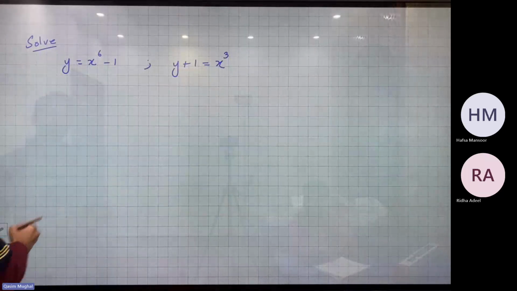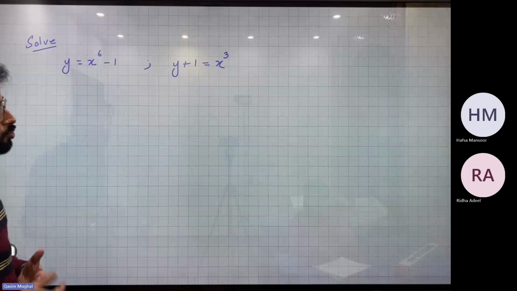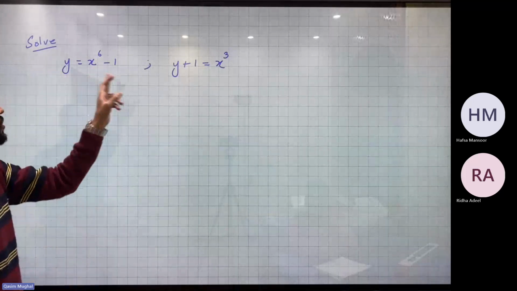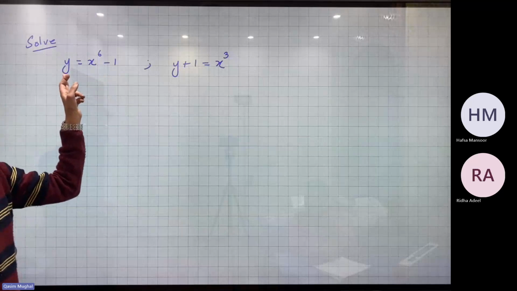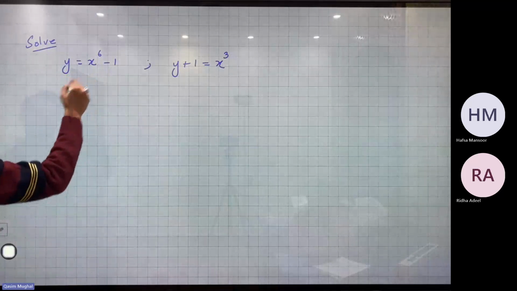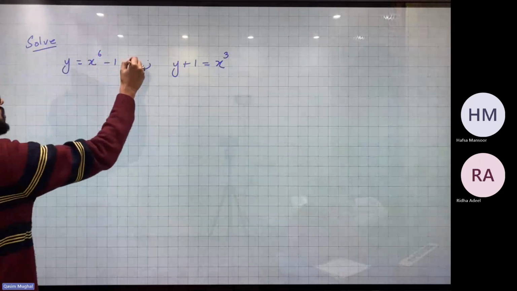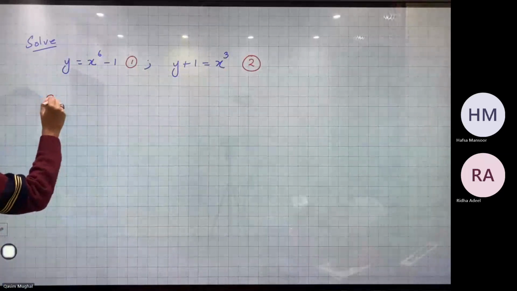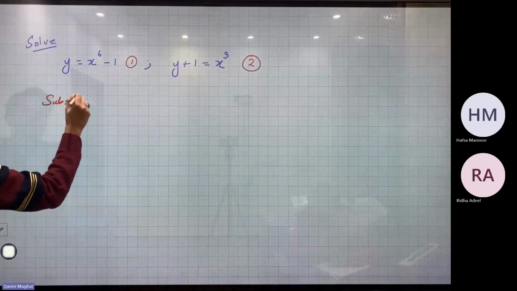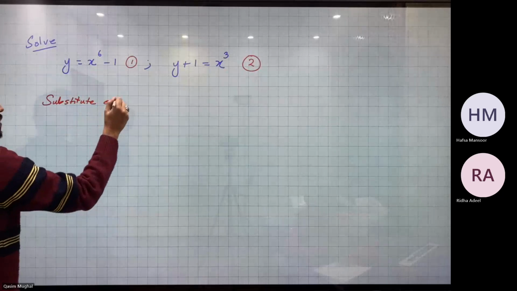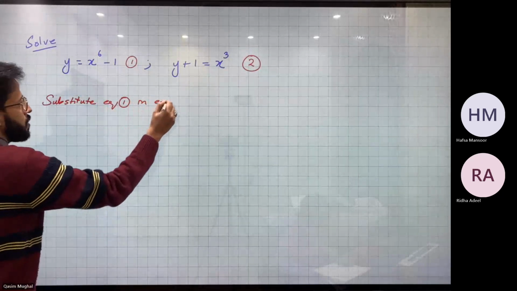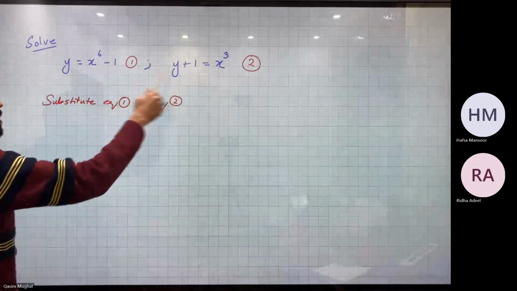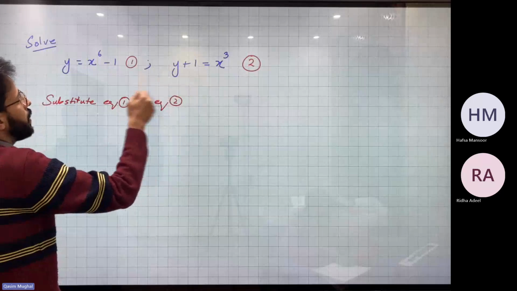So in order to do that, let's use substitution. In order to use substitution, you should have one variable as the subject. If you look at this equation, y is already the subject of the equation. So let's call this equation 1 and this one equation 2. So I'm going to substitute equation 1 in equation 2. Now, in equation 2, in place of y, I'm going to plug in.